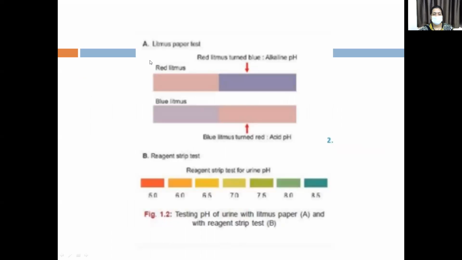Remember that. This is the litmus paper where you are seeing the red litmus turn blue. That is indicative of an alkaline pH. The blue litmus turning red is indicative of an acidic pH. We also have a reagent strip test wherein you can get these values. Then you compare the color you got with the standard on the bottle, and then you can say that the urine has this much pH.